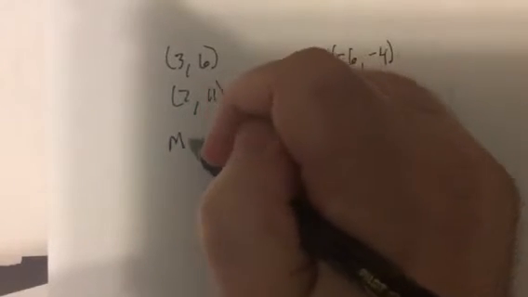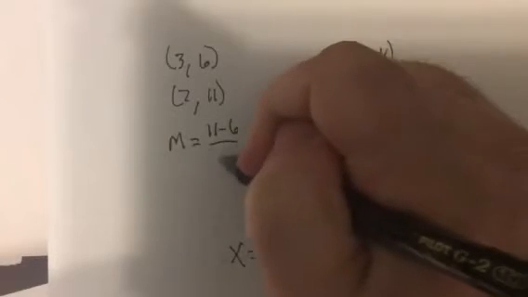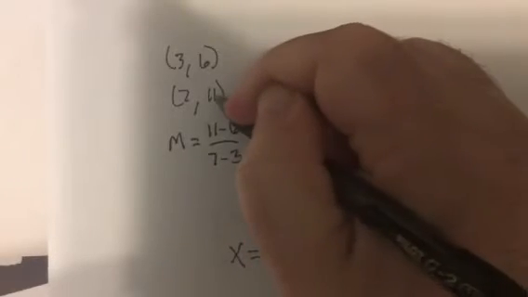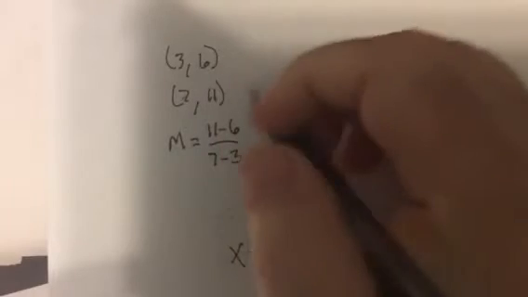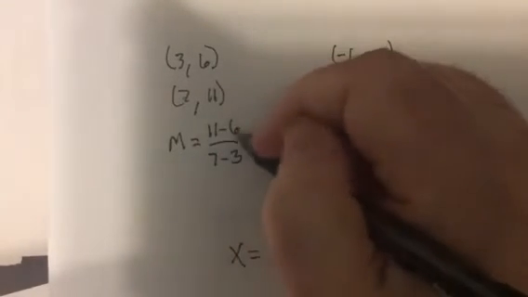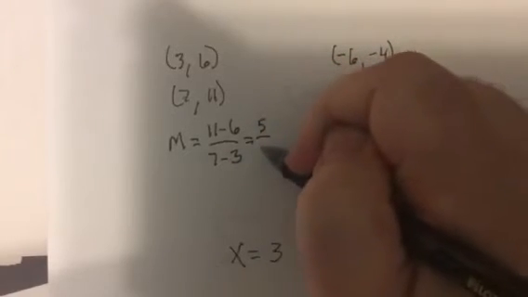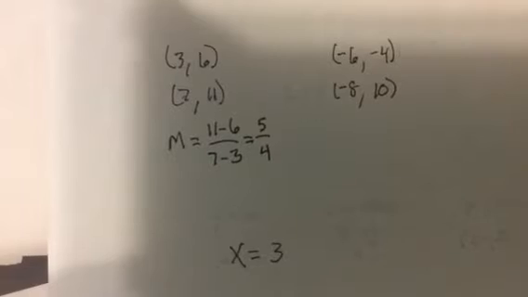Well, slope is change in y over change in x. Now notice if I start with the 11, I have to start with the 7 on the bottom. Same ordered pair has to start it. 11 minus 6 is 5. 7 minus 3 is 4.